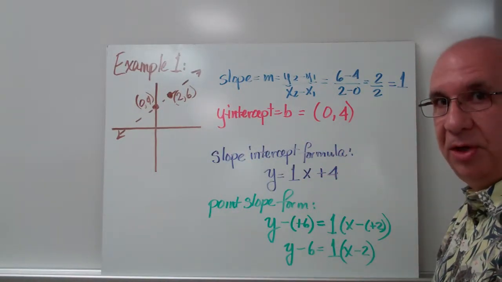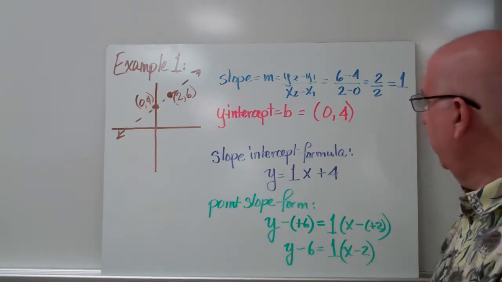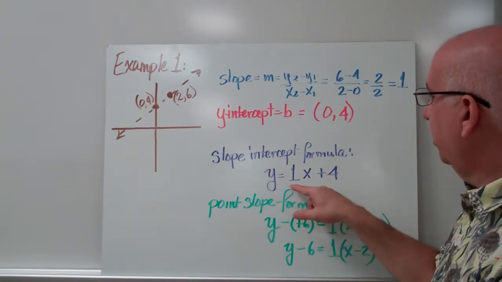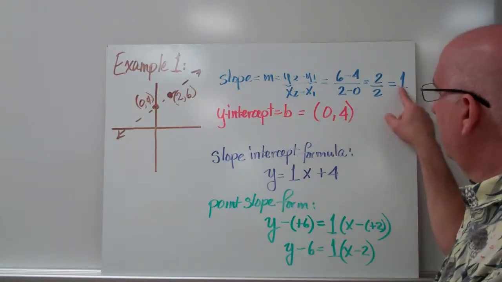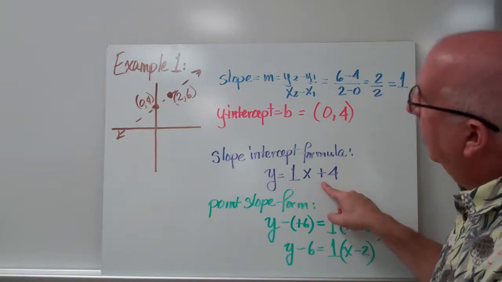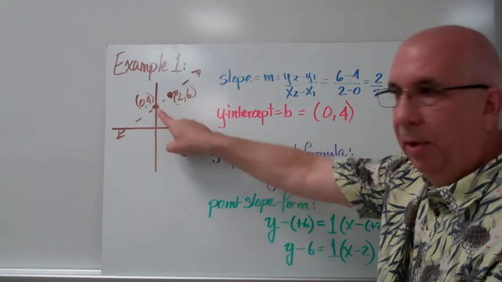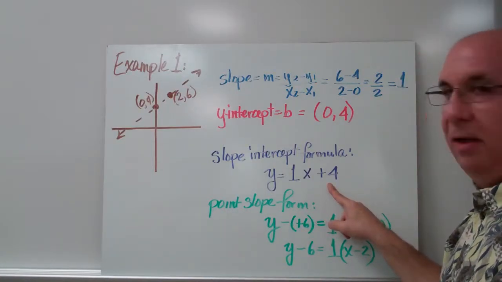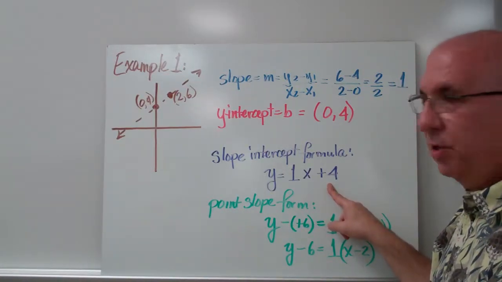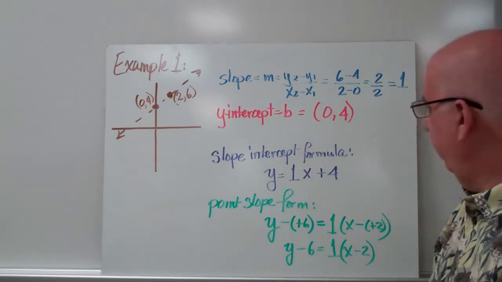To write the equation of this line in slope-intercept form, I simply substitute what I know. Y is equal to m. My m, though, is 1. X, and then whatever the value of the b is. Here it's positive 4. This is the equation of the line for this line here.